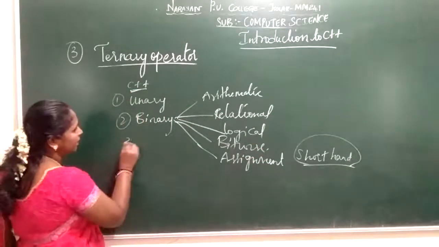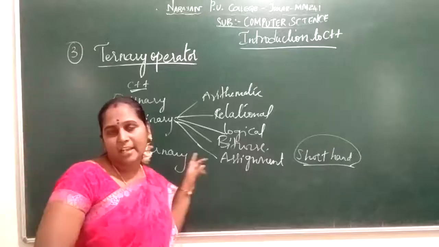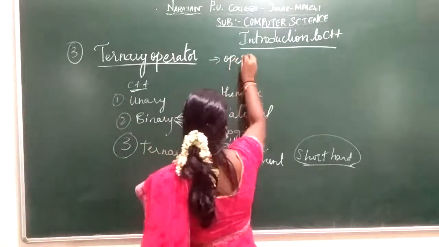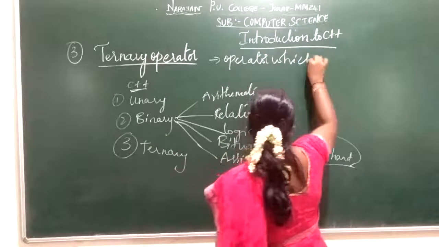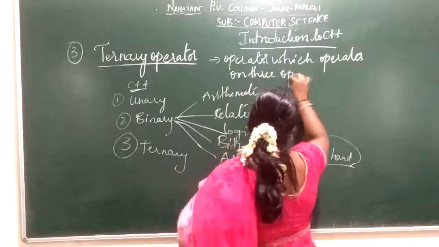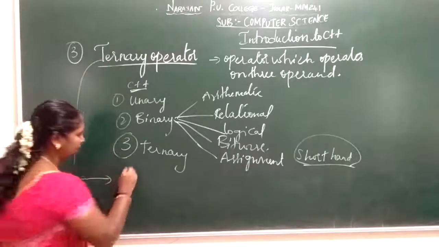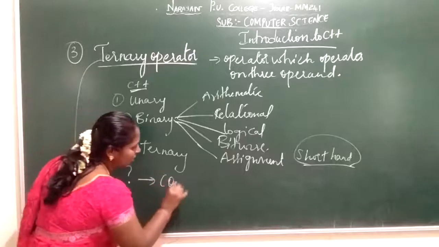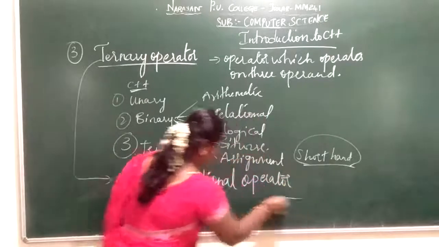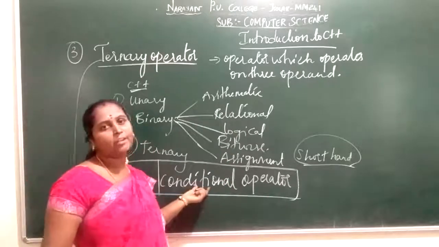Then the third type of operator supported by C++ is the ternary operator. What is this ternary operator? By its name itself, an operator that operates on 3 operands, we call it a ternary operator. In this ternary operator, we use an operator that is nothing but a question mark. This we call the conditional operator, or ternary operator.